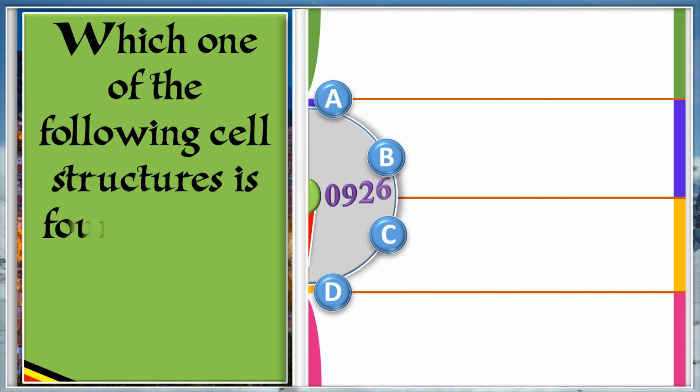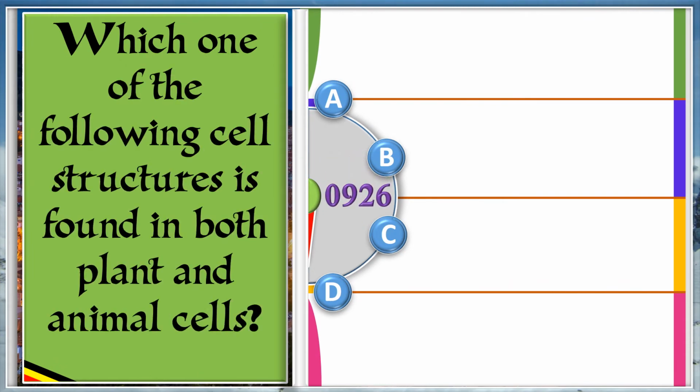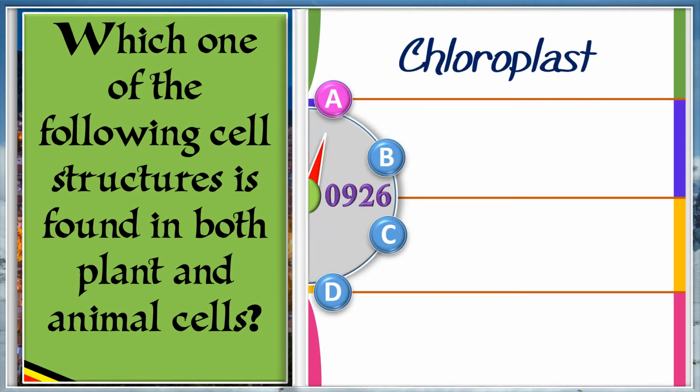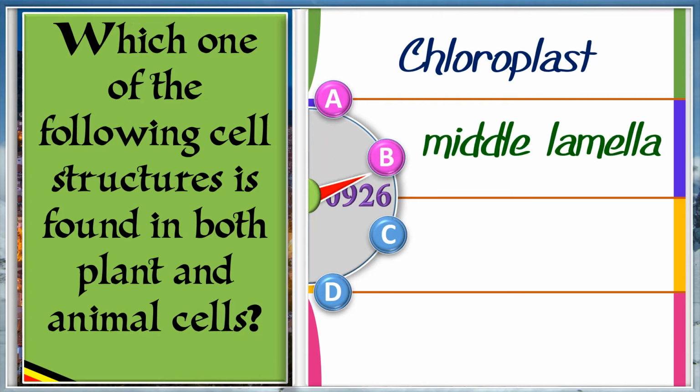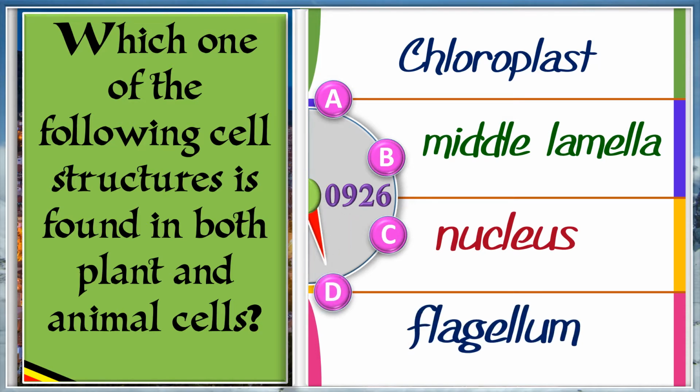Which one of the following cell structures is found in both plant and animal cells? A. Chloroplast. B. Medulla. C. Nucleus. D. Flagellum. And the answer is C. Nucleus.